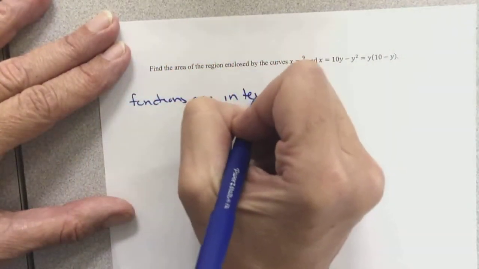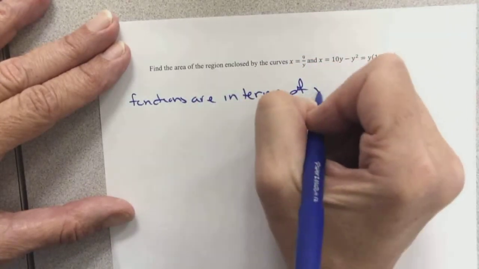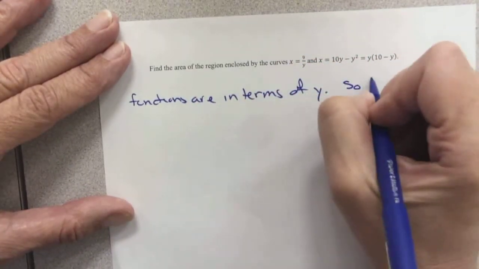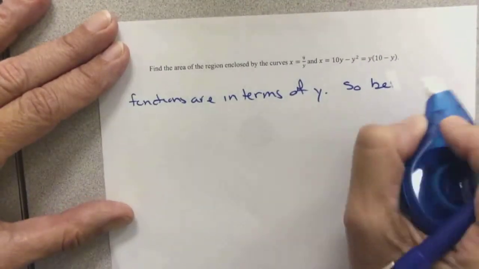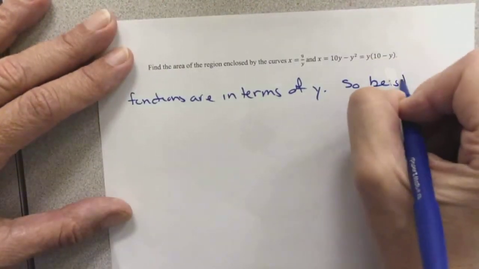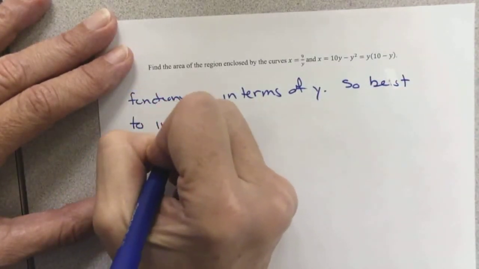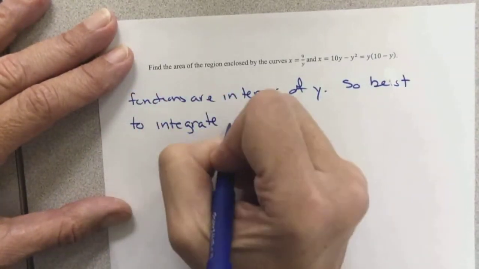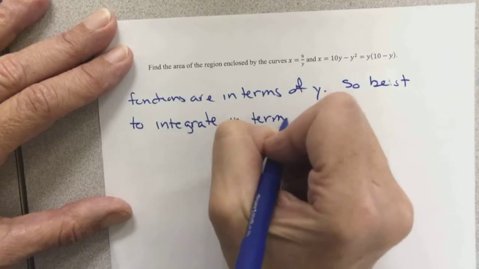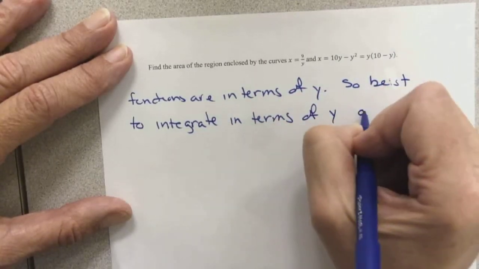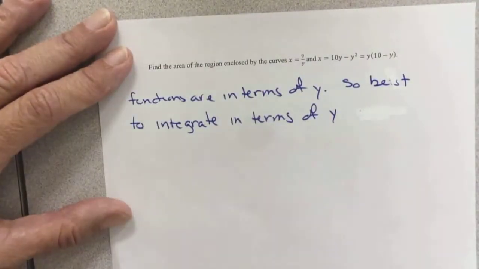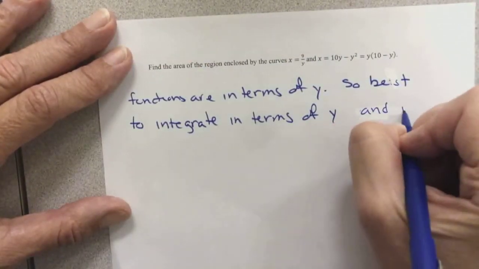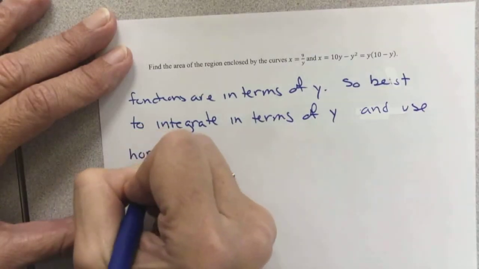Okay, so as I look at this, the functions are in terms of y. So it'll be best to integrate in terms of y and use horizontal rectangles.